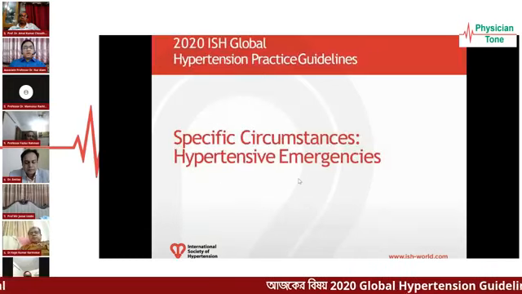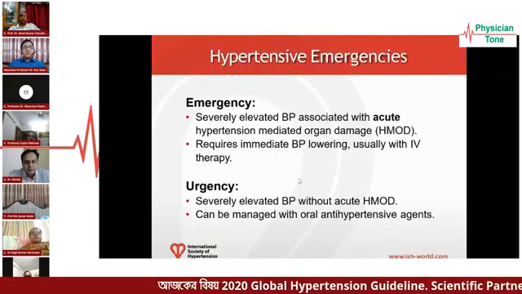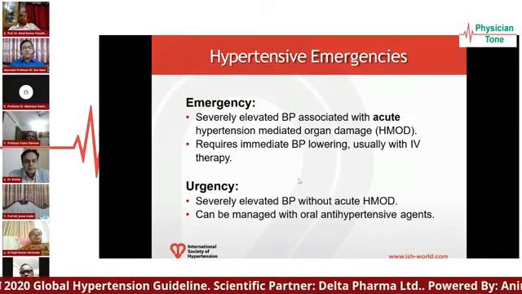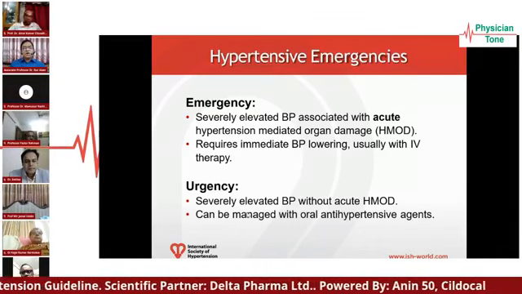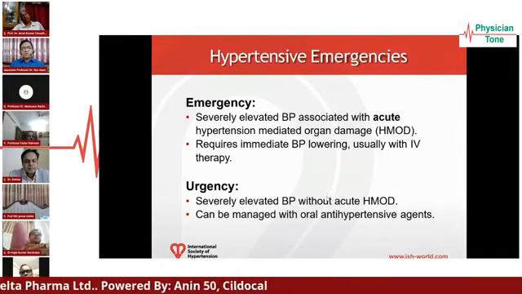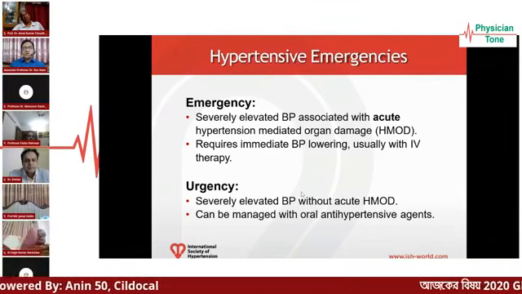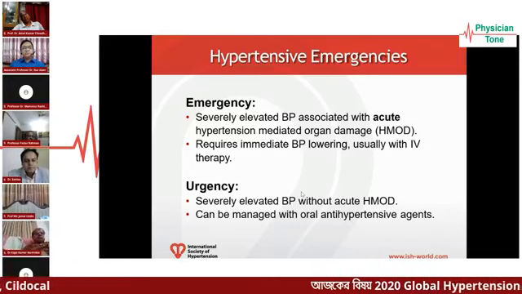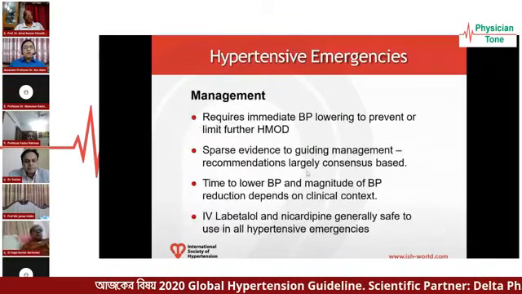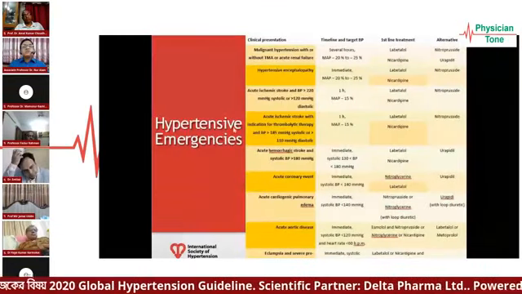So what are the other conditions? Hypertensive emergency. Emergency means immediate care. Blood pressure should be lowered immediately with IV drugs. Urgency means elevated blood pressure without target organ damage, which need not be treated with IV drugs, but only oral drugs. So I will show some emergency cases.